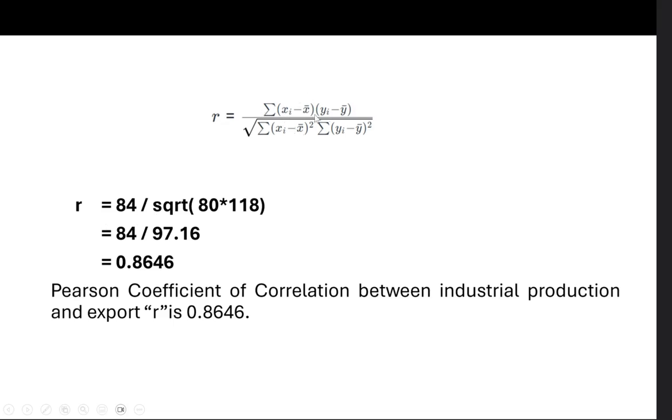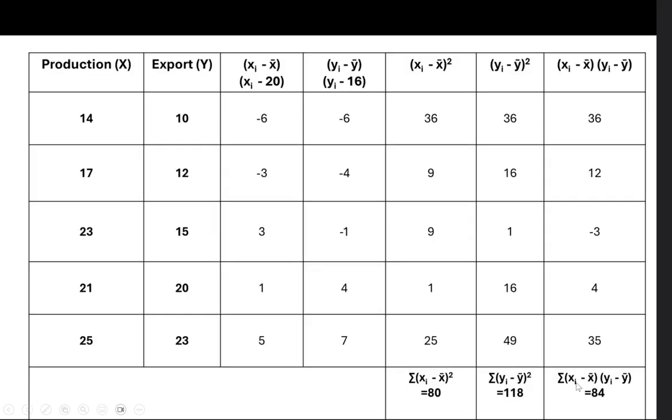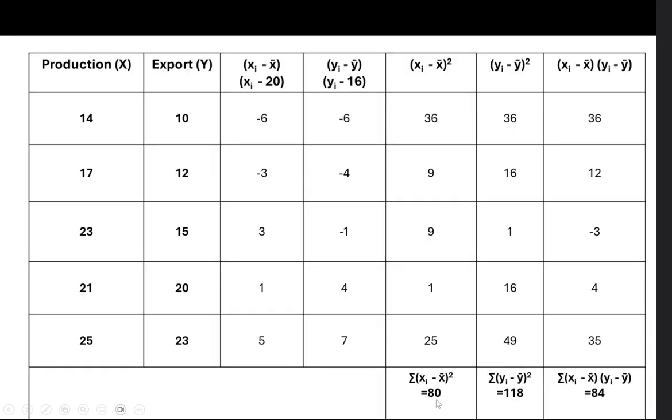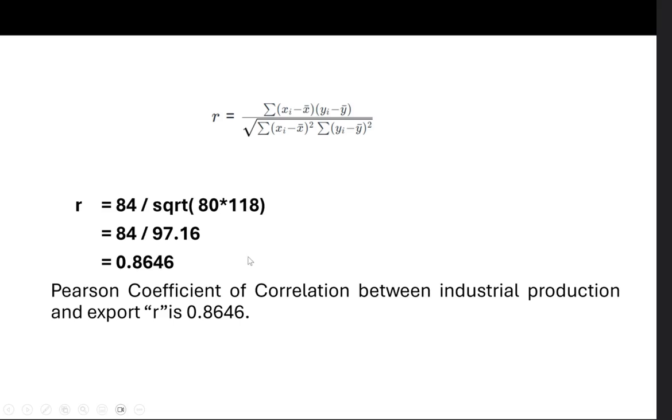So the summation of this value we have calculated is 84. So 84 divided by the square root of these 2 values we have calculated, 80 into 118. So 84 divided by the square root of 80 into 118, which is 84 divided by 97.16, equal to 0.8646, which is the correlation coefficient. So hence the Pearson coefficient of correlation between industrial production and export, R, is given by 0.8646.